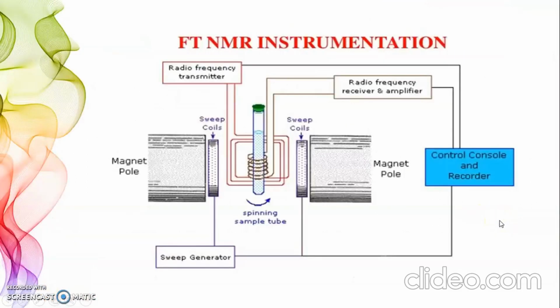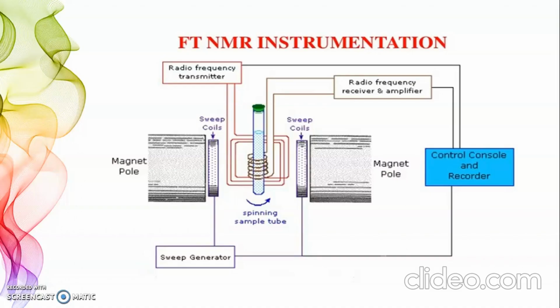Next we see the instrumentation. The sample is placed in the probe, which contains a transmitter and receiver coil and spinners to spin the tube about its vertical axis in order to average out field inhomogeneities.